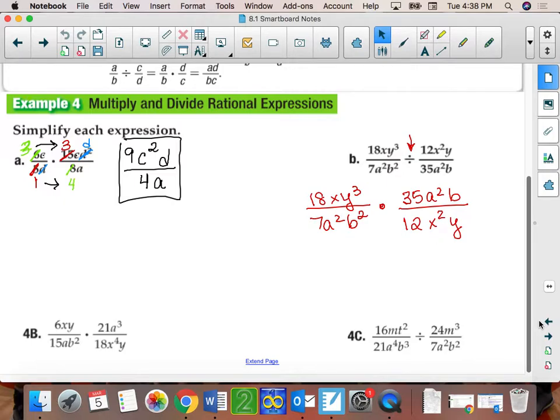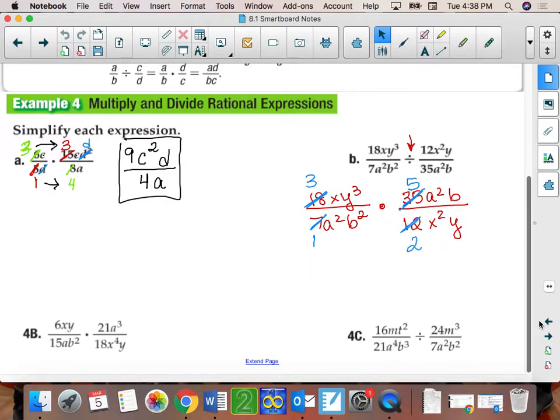Okay, and then I'm going to look at coefficients first. So I'm going to look at this 7 and 35. I know that 7 can go into itself once and into 35 5 times. And I know that 18 and 12 can also be reduced by a 6. Goes in there 3 times and in there 2 times.